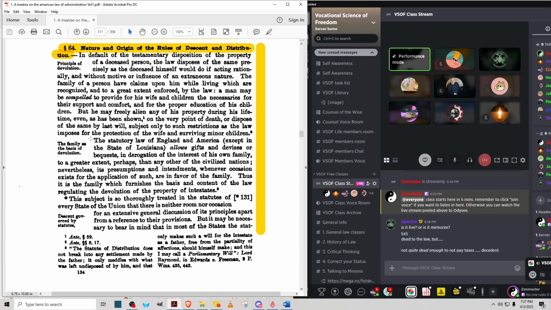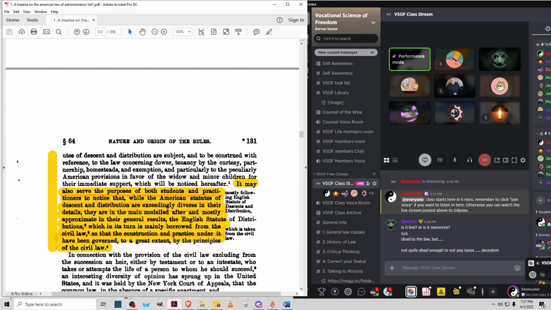But it may be necessary to bear in mind that in most of the states, the statutes of descent and distribution are subject to and to be construed with reference to the law according dower. That's, again, a dower is the aspect of what a wife has, a percentage of the husband's estate when the husband dies. Tenancy by the courtesy is an aspect of that: the wife has the right to stay as a tenant on the land or in the house.